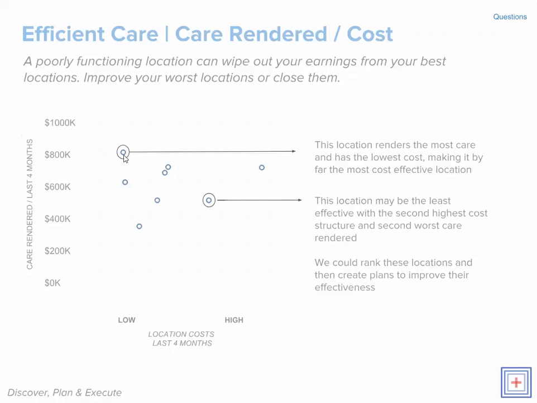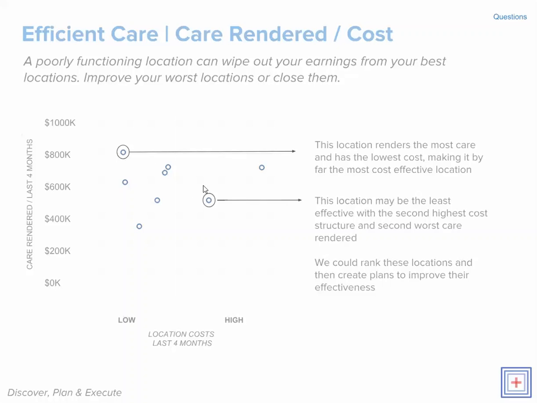Each dot represents a location. So this dot here is realistically your most efficient location. If you think about it, their care rendered in the last 4 months is not only the highest, but their cost is the lowest. So you're going to want to study this location, understand why it's doing so well, and try to replicate all those things in your other locations.